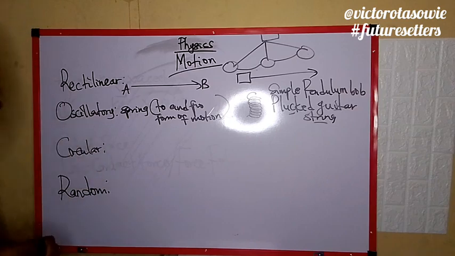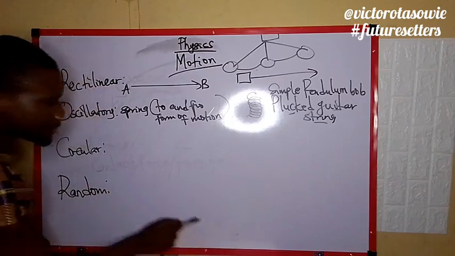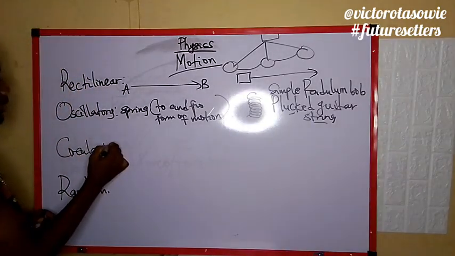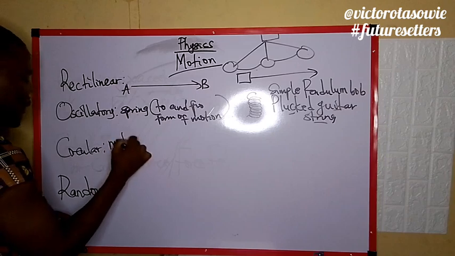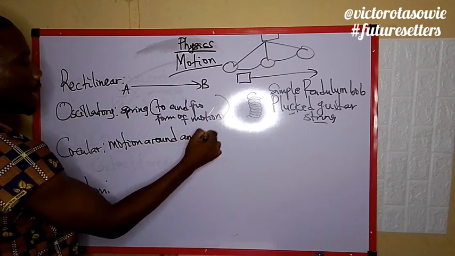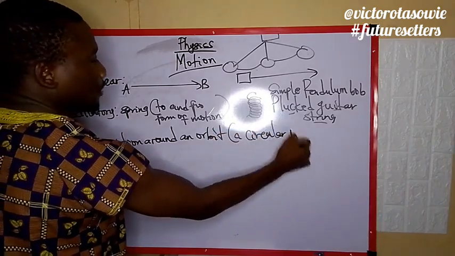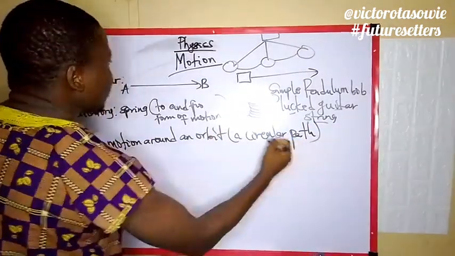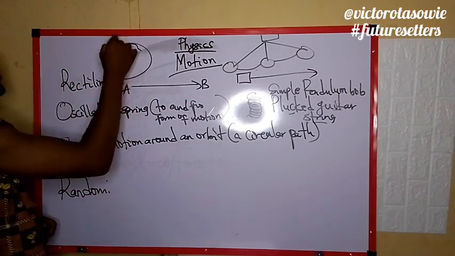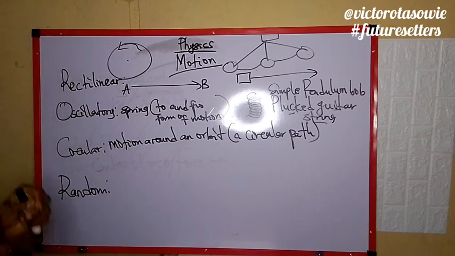Then we have circular motion. Circular motion has to do with motion around a circular path. You are just moving around an orbit. The body is moving around a circular path, round and round and round. That is circular motion.